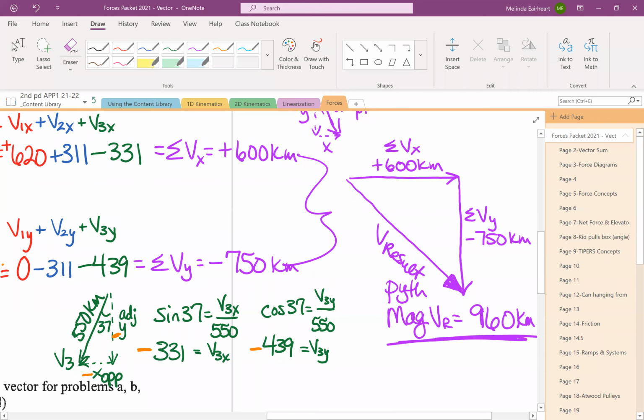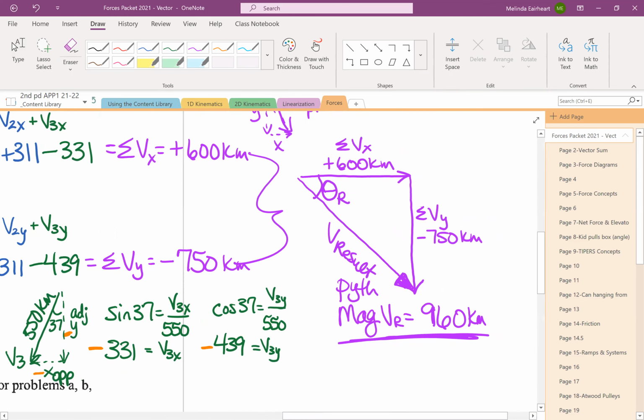So that's one part of my final answer. The treasure is 960 kilometers away. But at what direction? Don't just say southeast. You won't find the treasure. What do we need? The degree, the angle. Now, based on my drawing, I said it's the angle from the start point, right? So I'm going to label this as the angle of my resultant, theta r.